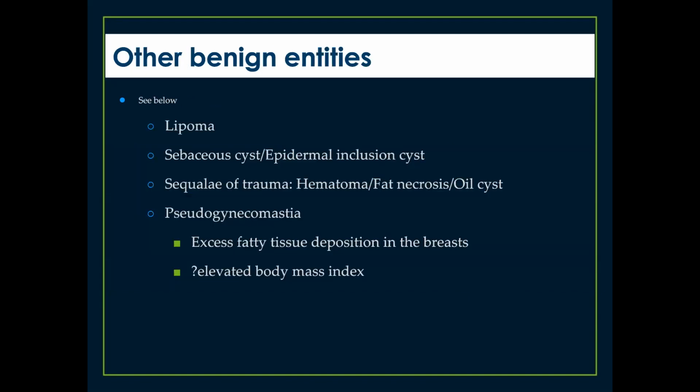So some of the other benign entities that we see commonly in the breast imaging clinic are lipoma, sebaceous and epidermal inclusion cysts, and sequelae of trauma from a fall or car accident, things like hematoma, fat necrosis, oil cysts, and pseudogynecomastia. So there can be breast enlargement without fibroglandular tissue in the subareolar regions, instead just excess fatty tissue deposition, which may be related to an elevated body mass index.